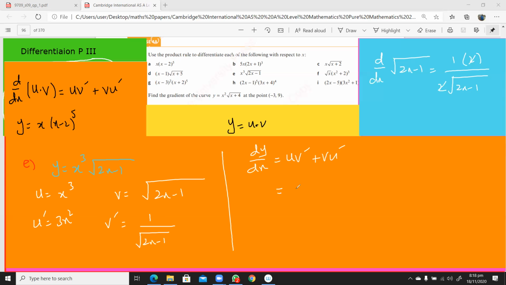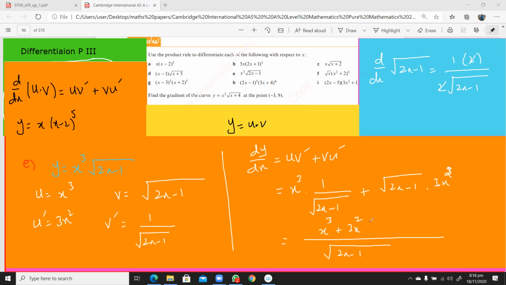So u is x cube and this is our v dash, 1 over the square root of 2x minus 1, plus then your v is the square root of 2x minus 1 times u dash, which is equal to 3x square. Here you will have to take the LCM first of all. So the LCM is going to be the square root of 2x minus 1. So we have x cube here, and then 3x square, okay.